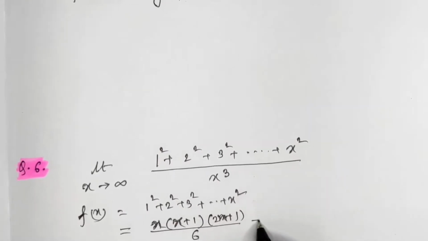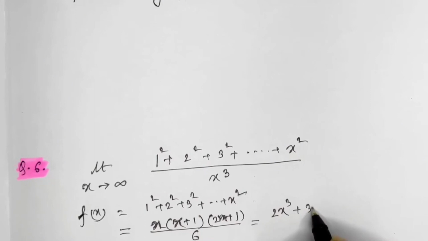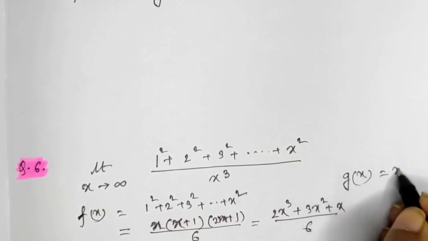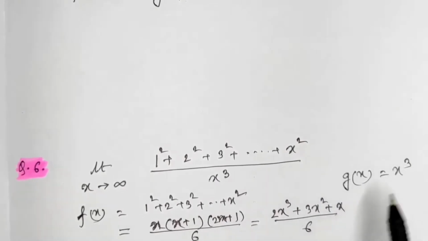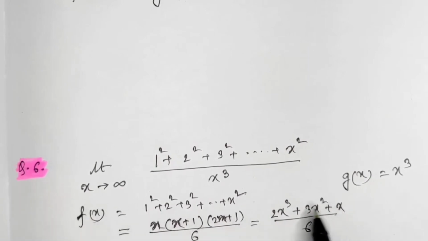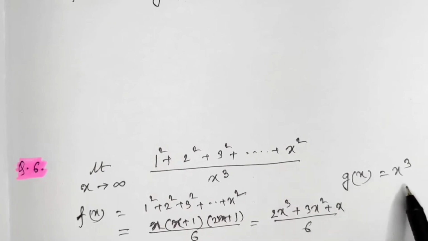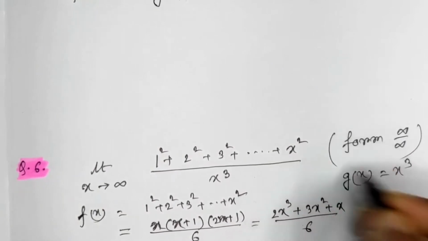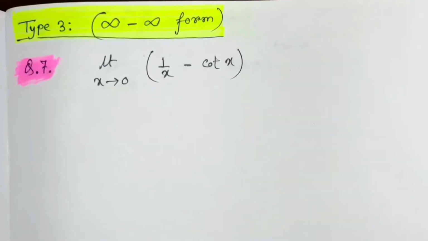If we simplify this, we find the value is (2x cube plus 3x square plus x) divided by 6, and we have g(x) equal to x cube. In these functions, if we substitute the limit, we find f(x) is tending to infinity and g(x) is also tending to infinity when x tends to infinity. So the given limit is in the form of infinity by infinity. One more example is here.